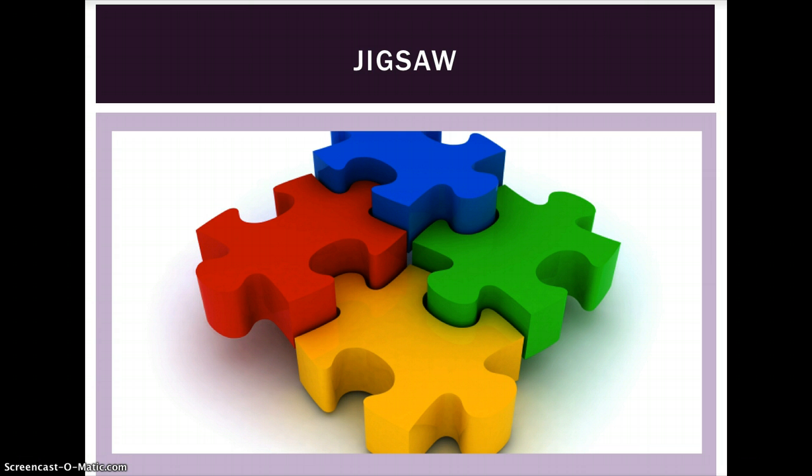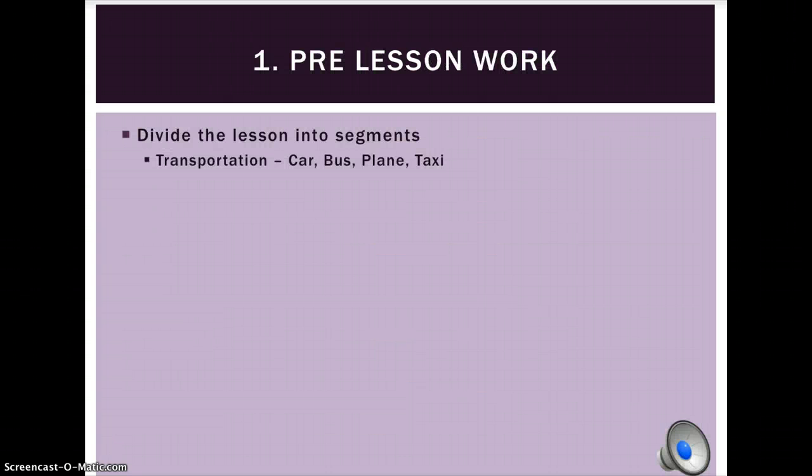Let's take a look at the steps for implementing the Jigsaw activity. Prior to implementing this activity in the classroom, there is some work that needs to be done beforehand. First, the lesson needs to be divided into segments. When looking at the worker travel module, the transportation portion of it would be divided into the segments of car, bus, plane, and taxi.